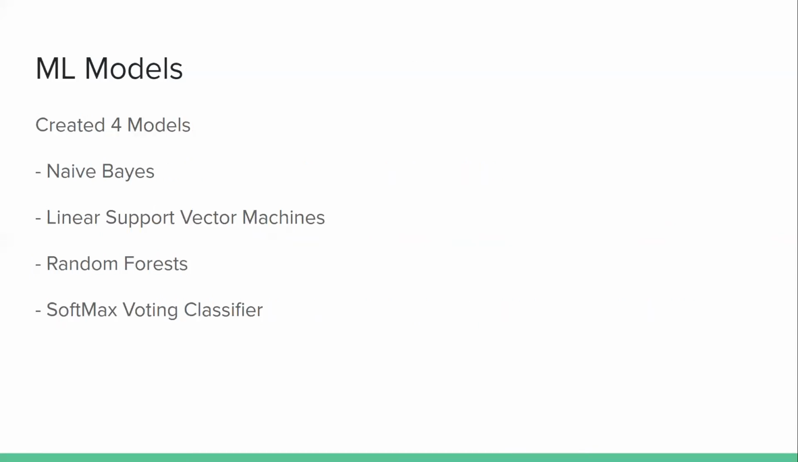So we created and tested 4 models: the naive Bayes model, the linear support vector machine model, the random forest model, and the softmax voting classifier model, which basically combines the 3 models before and then votes upon the softmax equation to decide which button the element should be classified into.